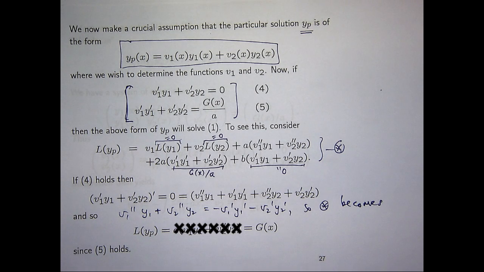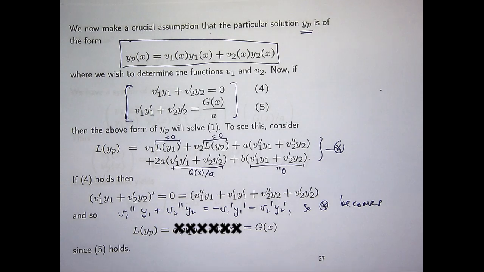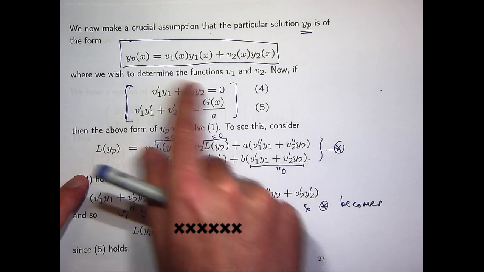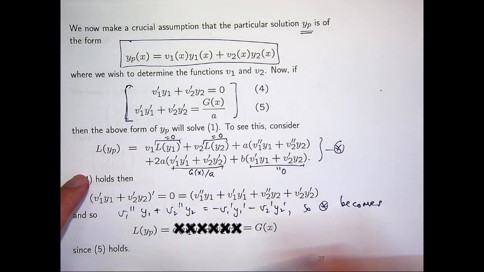Equations 4 and 5 are just simultaneous equations in y1 prime and y2 prime. We know what y1 and y2 are, so we know what y1 prime and y2 prime are. We know what g is, we know what a is. So I can solve 4 and 5, find the prime functions, and then integrate them. That's all it is. So think of these as simultaneous equations, in a sense. Once we have them, we can integrate and throw them in here and get our particular solution.